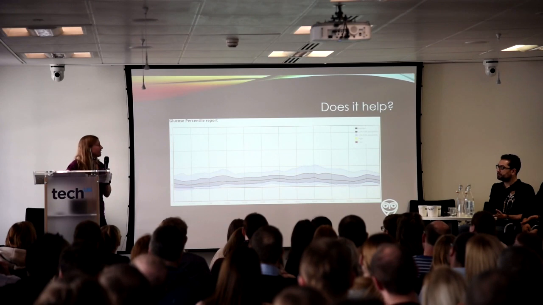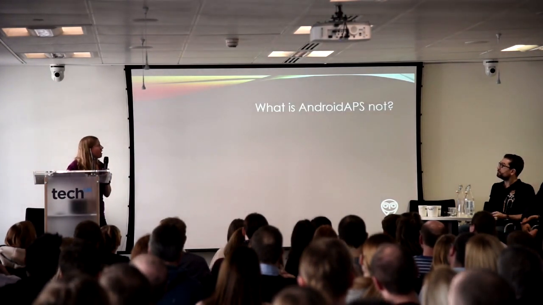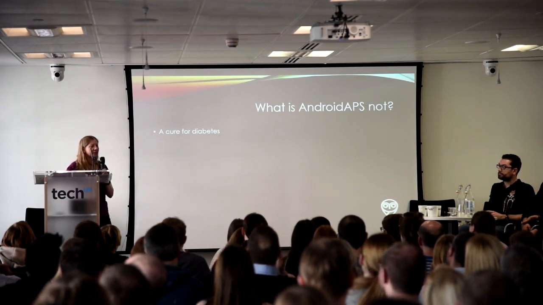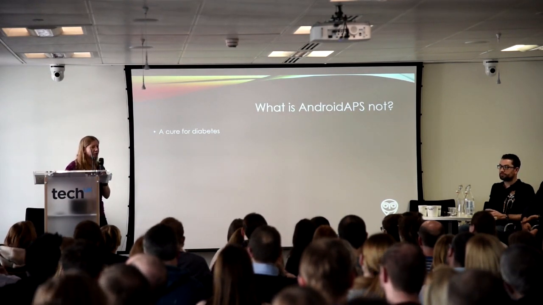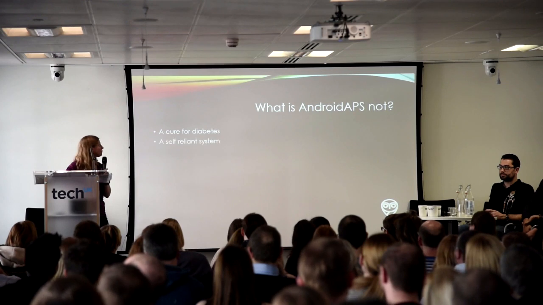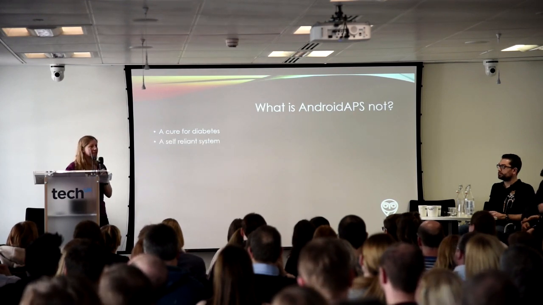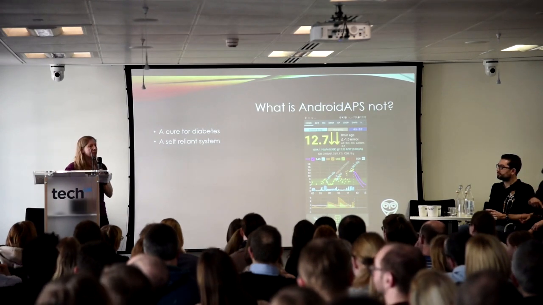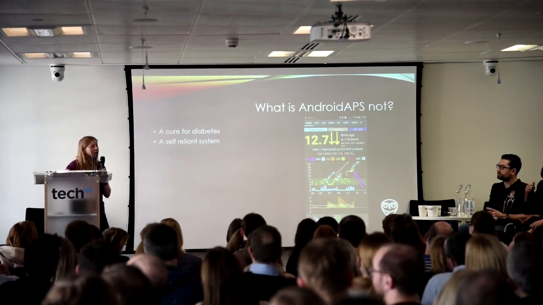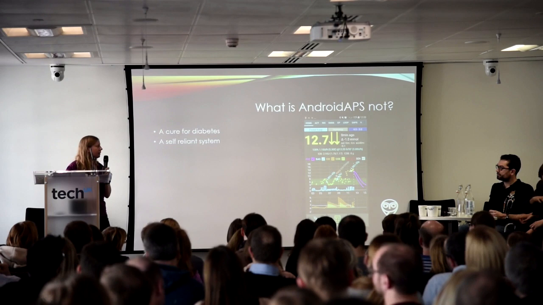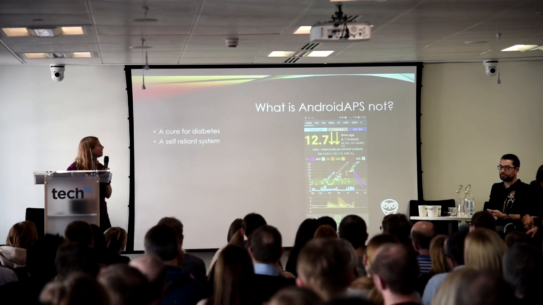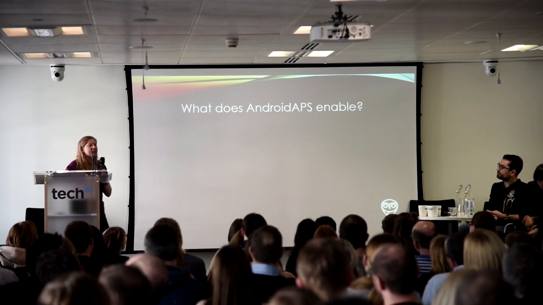It's made a significant difference to my diabetes. But it's not a cure for diabetes. I still have the disease, I still need to take control of it, I still need to know what's going on. It's not a self-reliant system, it's as strong as its weakest link, and the weakest link is the CGM. There's bits in the code that help smooth dodgy readings, but if your sensor's really bad, it's not going to help.